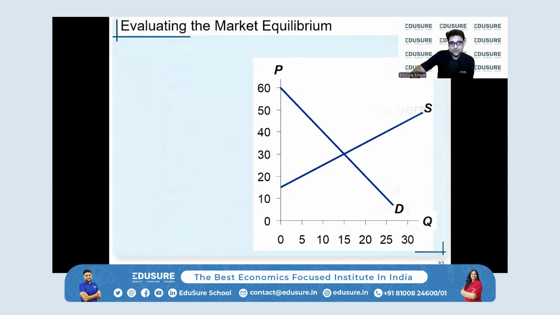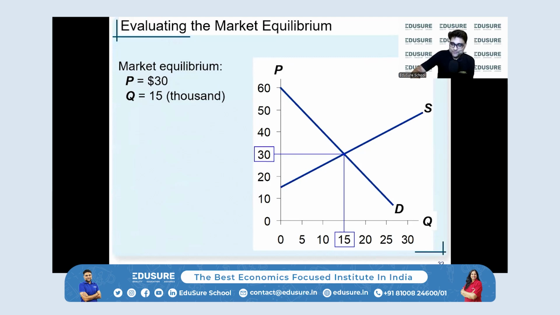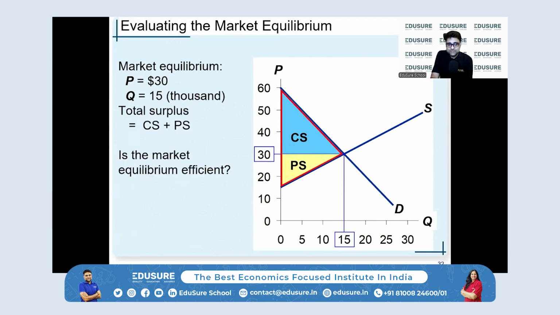Efficient allocation of resources would be a good intersection of the demand and supply curves. So I have the demand, I have the supply, and the market equilibrium or the most efficient outcome is price is equal to 30 and Q is equal to 15 in this example. I have also labeled the consumer surplus and the producer surplus here.